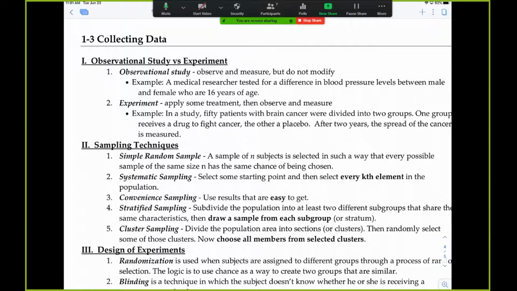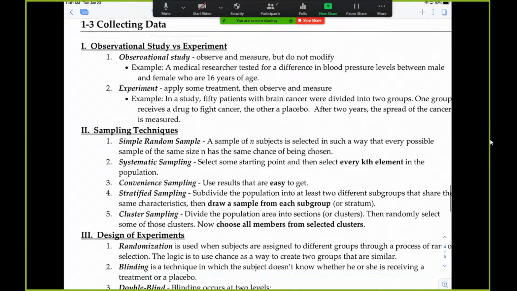Okay, so in this video, I'm going to be covering section 1-3 for chapter 1, collecting data. So again, refer to your notes as I'm going through the lecture.